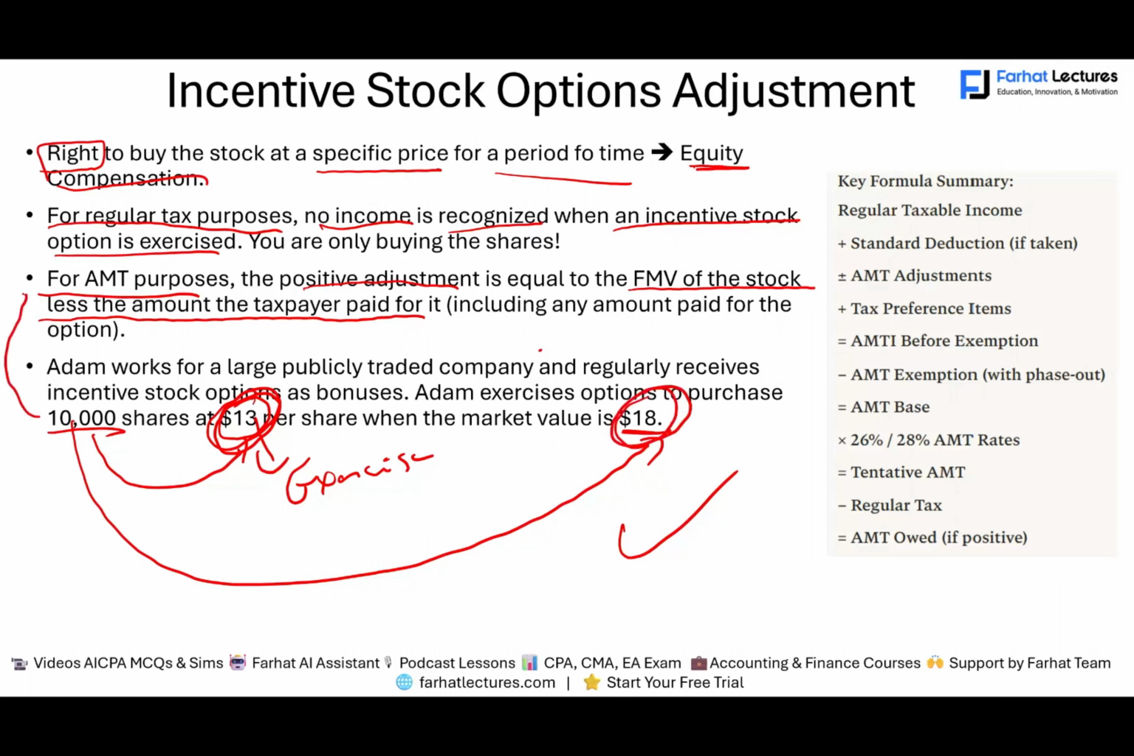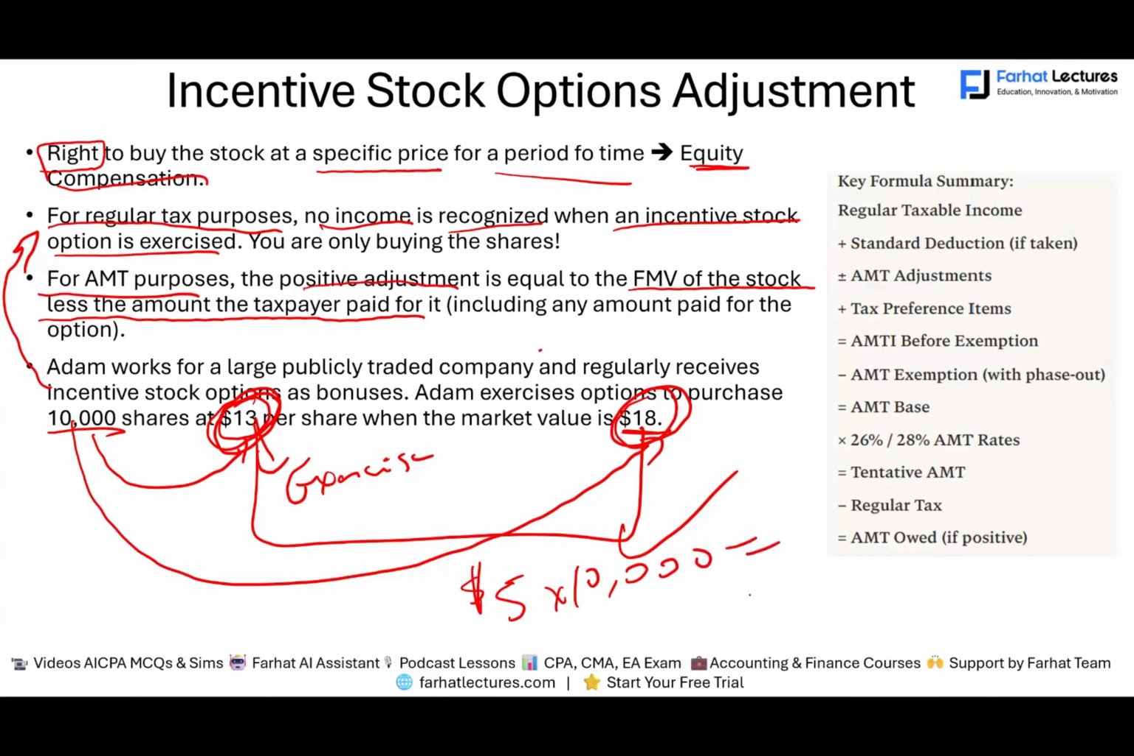As far as regular tax purposes, it's water under the bridge. When you buy, you don't pay taxes on your purchase. But for AMT purposes, it automatically triggers a gain of $5 per share times 10,000 shares. It triggered a $50,000 tax bill although you did not sell the shares. Now Adam can immediately sell the shares, and if he sells the shares, he should have a $50,000 tax bill.